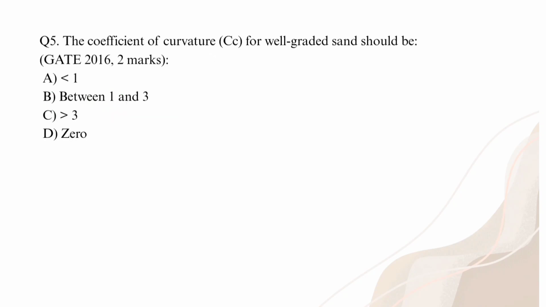Now the next question, question number 5. The coefficient of curvature Cc for well-graded sand should be. This question was asked in GATE 2016 for 2 marks. Options are: option A, the Cc value should be less than 1. Option B, in between 1 and 3. Option C, the value of Cc should be greater than 3. And option D is 0. The correct answer is B, that is, in between 1 and 3.